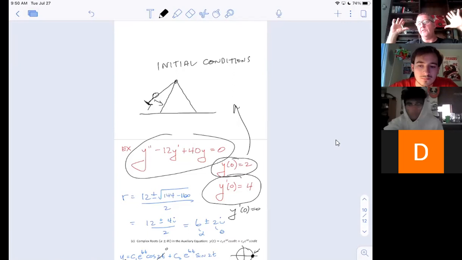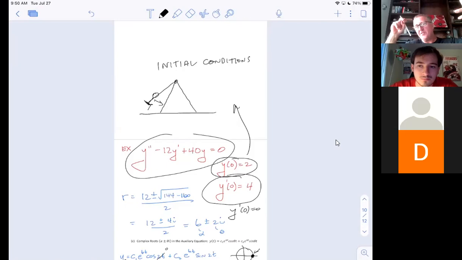You're just releasing them. You're giving them no initial speed. You pulled them back to a certain position. You pulled them 2 meters back, and maybe that'd be -2, depending on which way you made your axis. And then you just let go. So your initial speed could be 0.